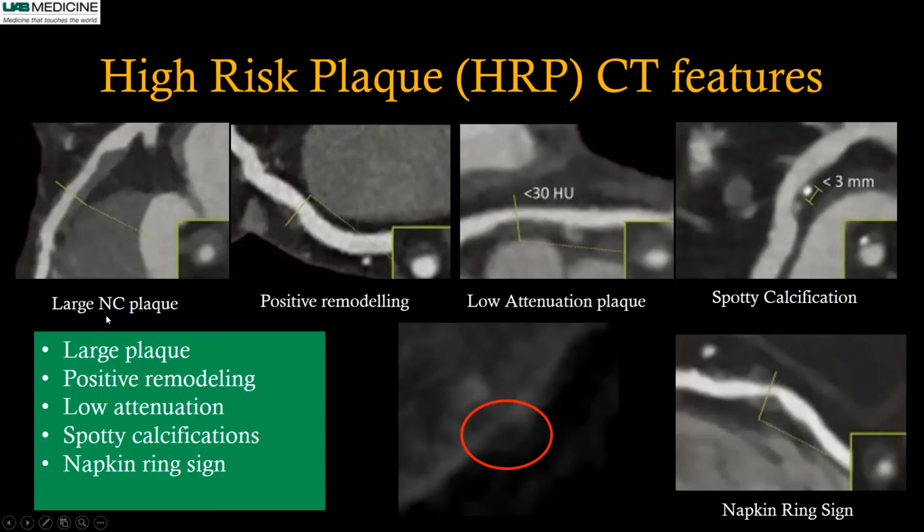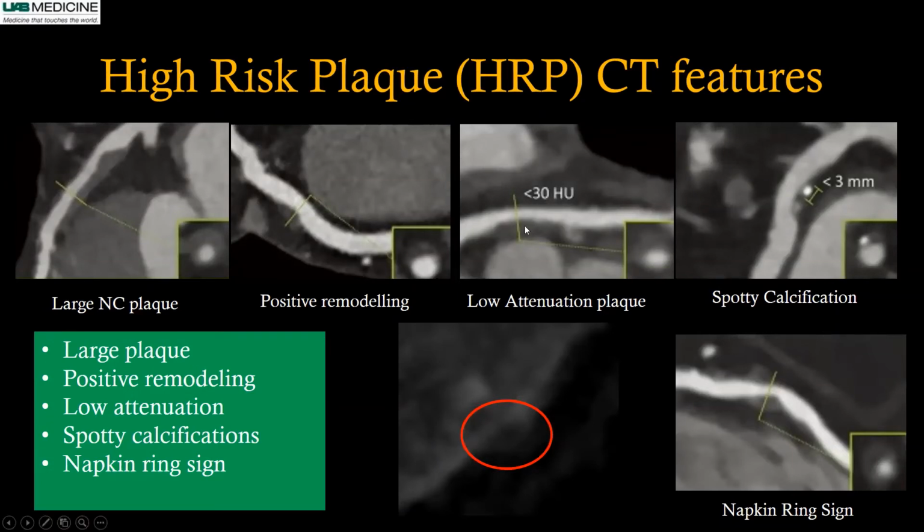So large plaque volume and a positive remodeling, that means the distance from outer wall to outer wall is larger as compared to the normal vessel. This is positive remodeling. We saw a case of negative remodeling where the outer to outer wall is narrowed because that's a later stage of plaque remodeling.